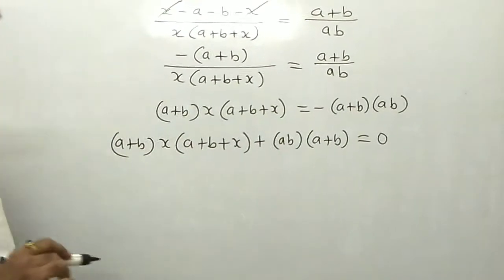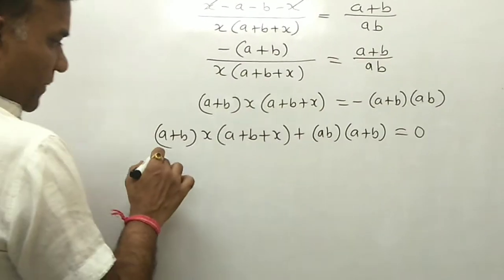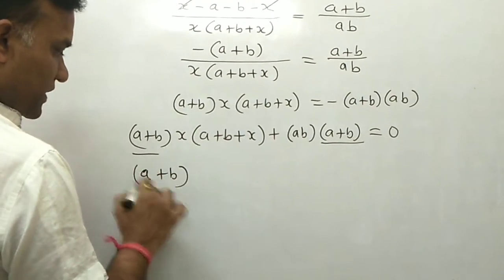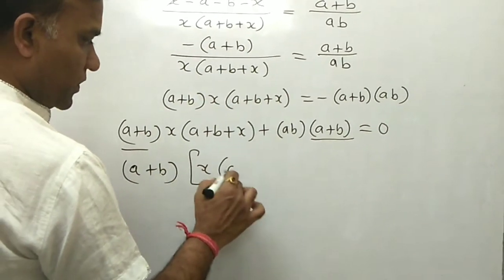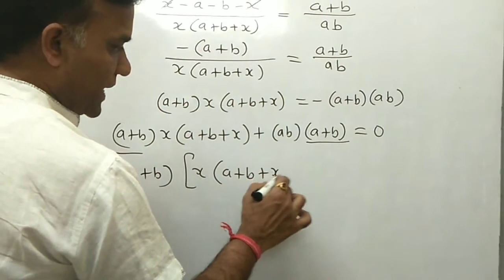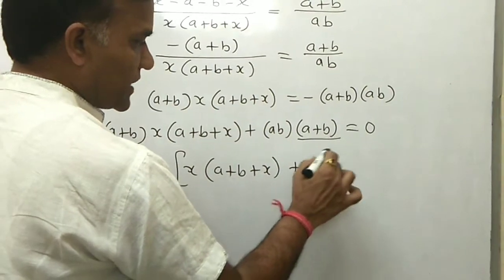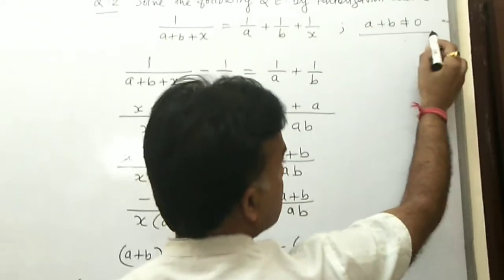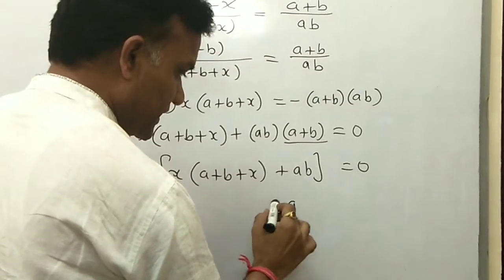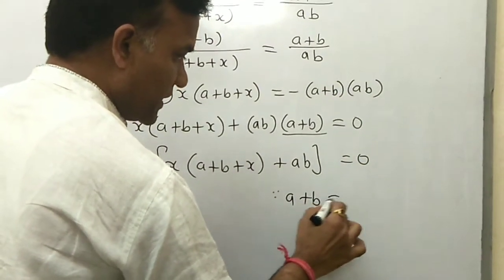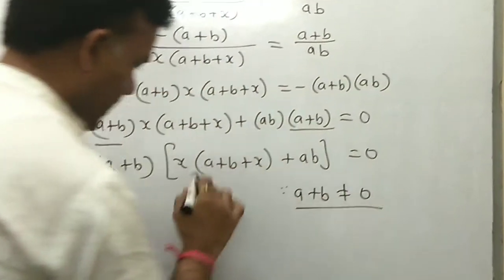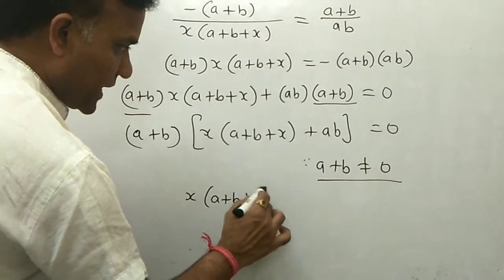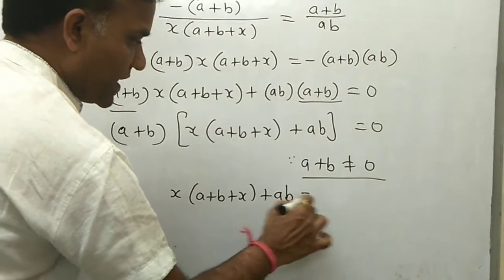Okay, so now you convert it into the equation. Now a plus b is common, so we take it outside. A plus b is outside, and the remaining value is x into (a plus b plus x), and then ab remaining, equal to 0. Now we have the condition that a plus b is not equal to 0. So since a plus b is not equal to 0, therefore we have only x(a plus b plus x) plus ab equal to 0.